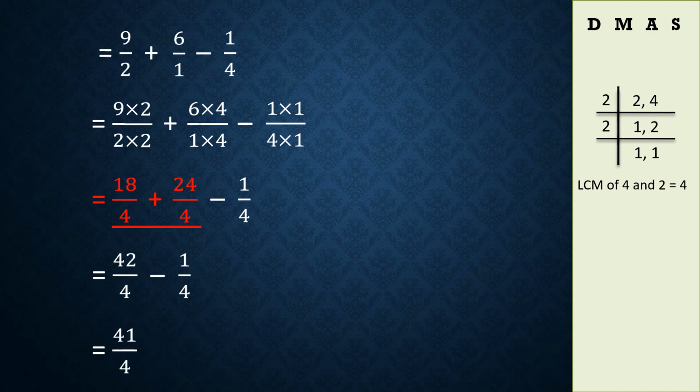Now 41 upon 4 is an improper fraction. So let's convert it into a mixed number. So divide 41 by 4. If we divide 41 by 4, we get 10 1 upon 4. So the answer is 10 1 upon 4.